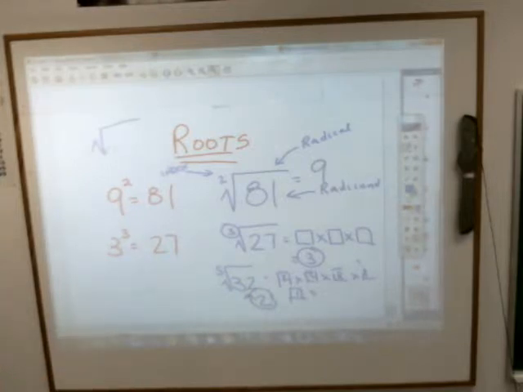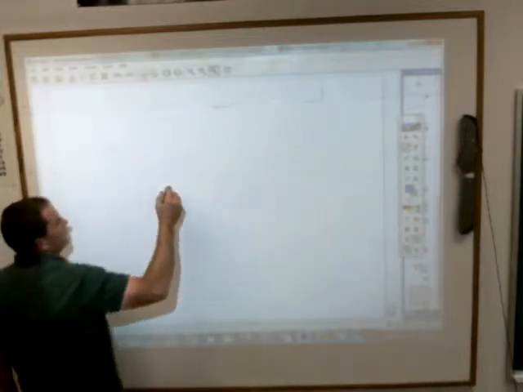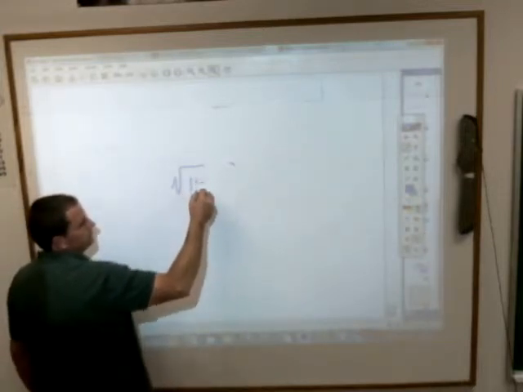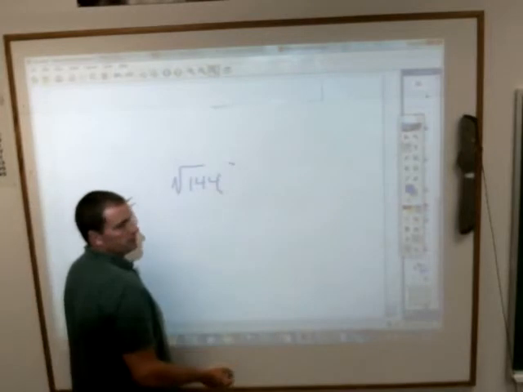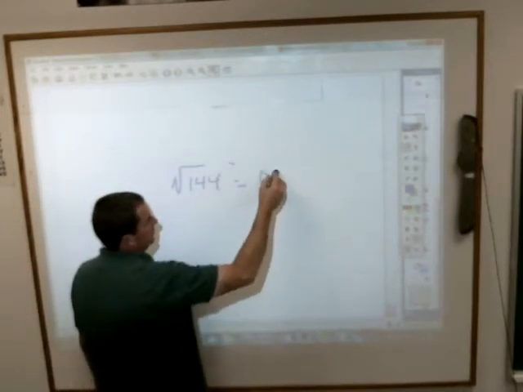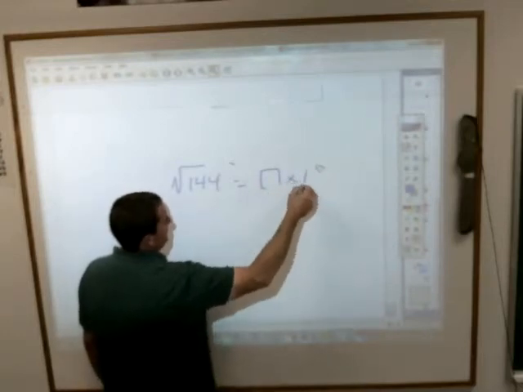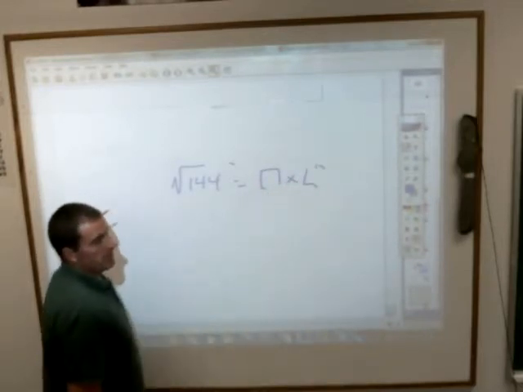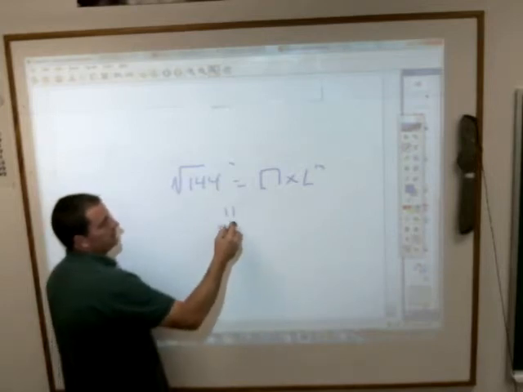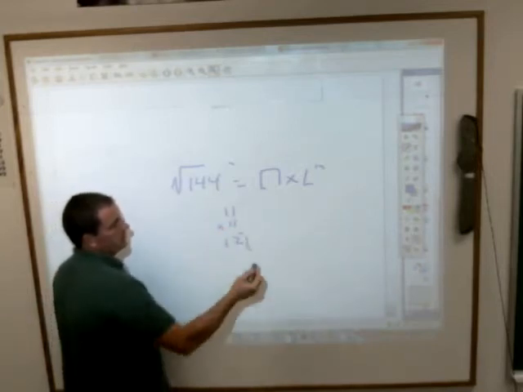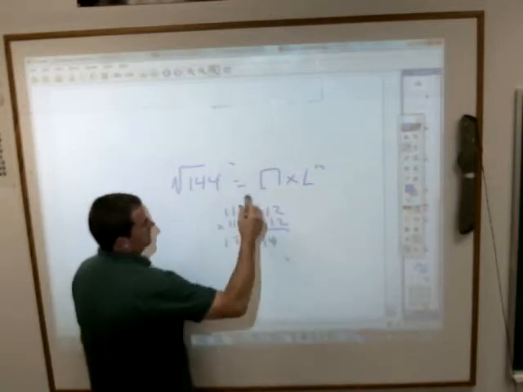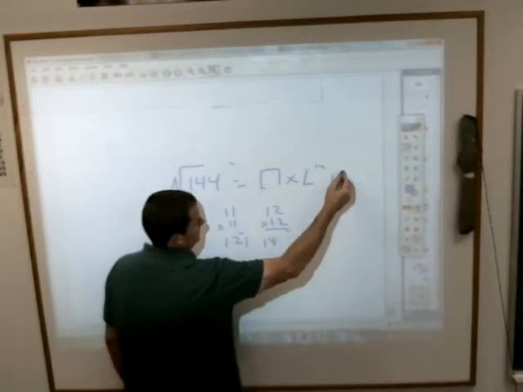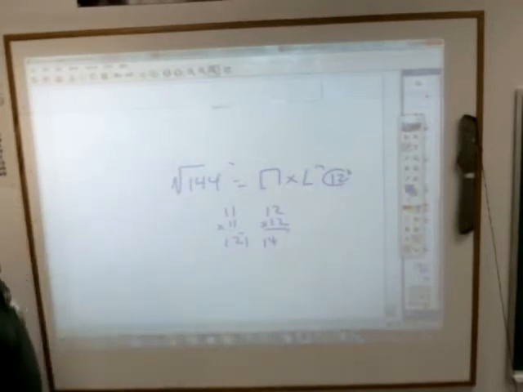If you get the square root of 144, there's no magic formula that'll tell you what it is. You know it's the same number times itself. You might have to sit down and just keep trying some stuff. 11 times 11, that's 121. 12 times 12, 144. So the answer to this is 12. All trial and error.